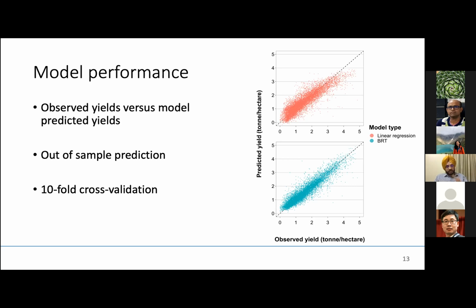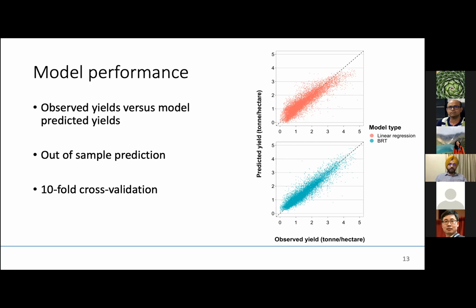So we use 90% of the data to train our model, and then we use 10% of the data to make predictions. So the model has not seen the data that it is being tested on. And then this is done 10 times with different 10 sets. So that is essentially what tenfold cross validation is.